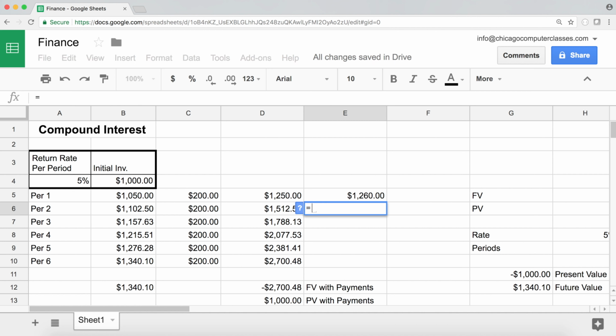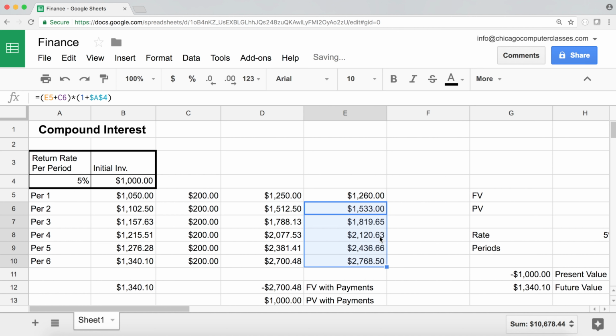So on the next period, we're going to take that amount that we have, and we're going to add our payment to it, and we're going to raise it by 5% again. And I want to lock this right here, the percentage. So that's that. Keep going. We get our number. Now let's see how we can match that number.